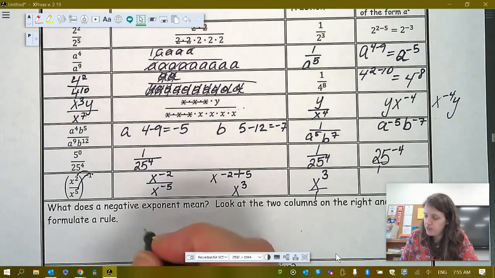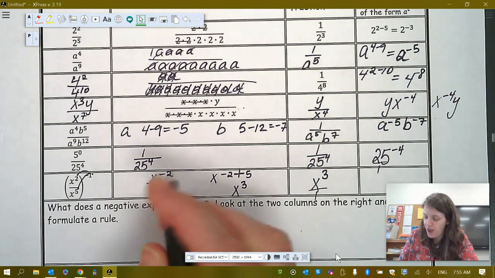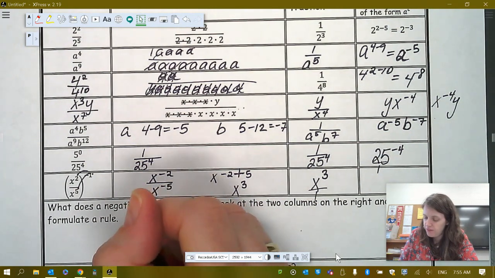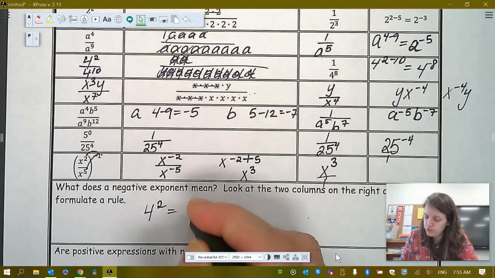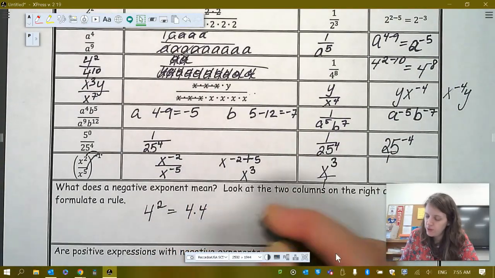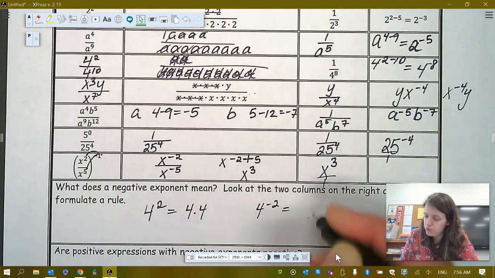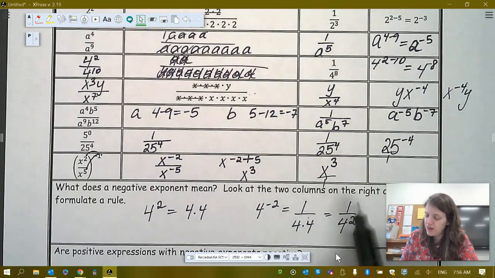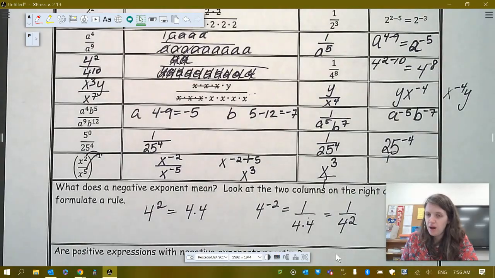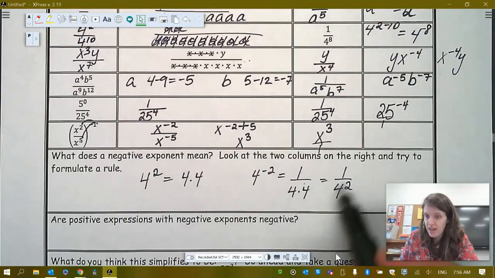Okay, so a negative exponent means that, just like if I have 4 to the second, that's equal to 4 times 4. If I have 4 to the negative second, that's equal to 1 divided by 4 times 4, or 1 over 4 to the second. So it's dividing by that term, that number, in the denominator with that same exponent.